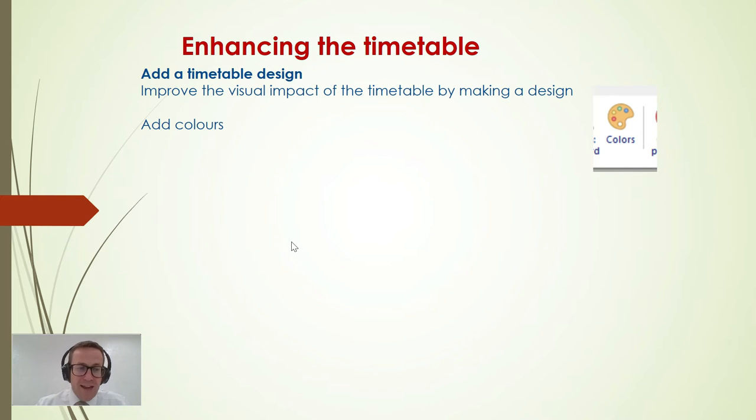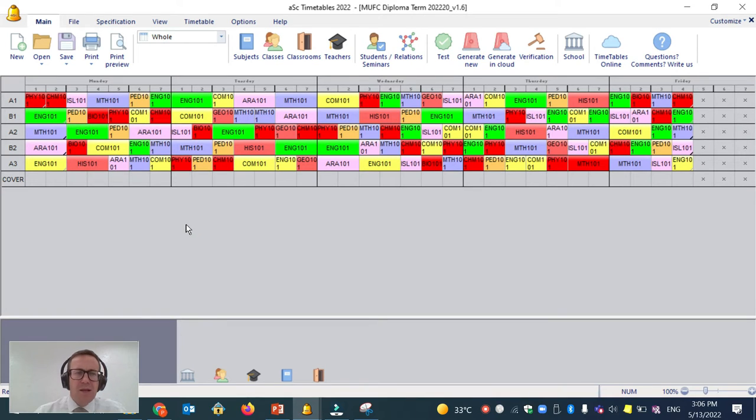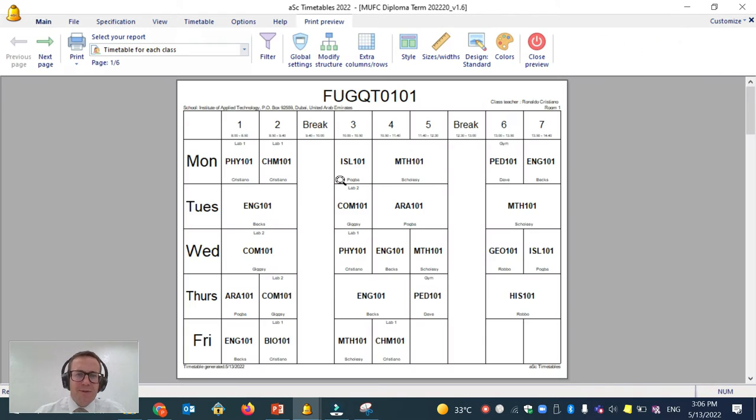So the main thing you need to do is add color. I think if anything, if you don't want to do other designs, you just add the color, that will help. So I'll quickly break away and show you that. So here is my timetable that I made before. If I go to print preview, I can see it's black and white. It's not very appealing.